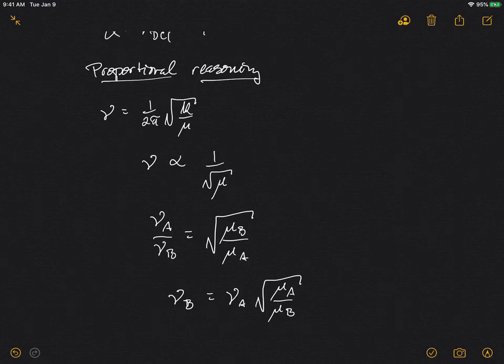So this is going to give us fewer numbers to enter in your calculator. And in the case of HCl versus DCl, it's even simpler than that.